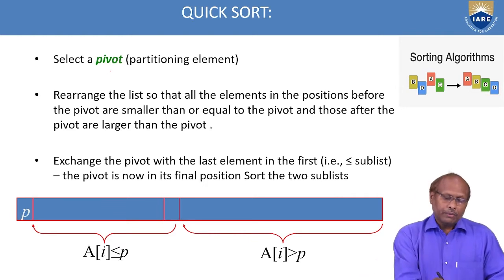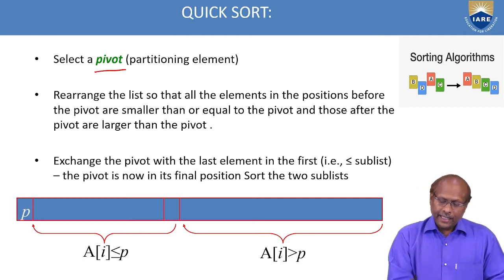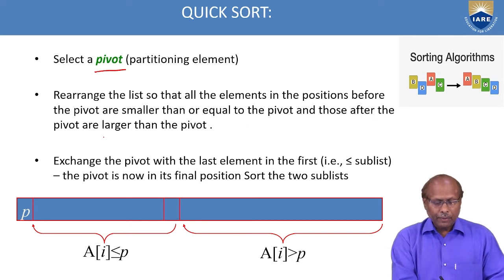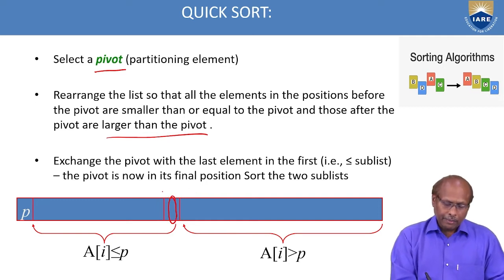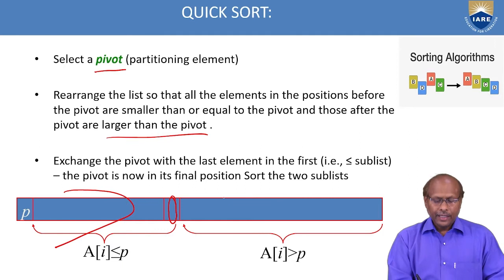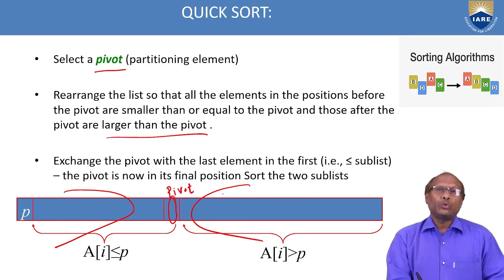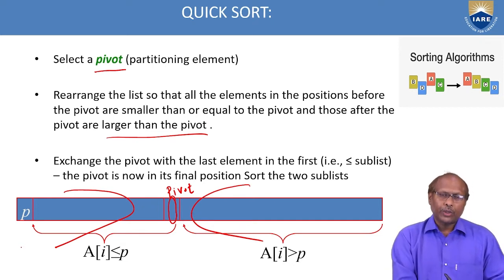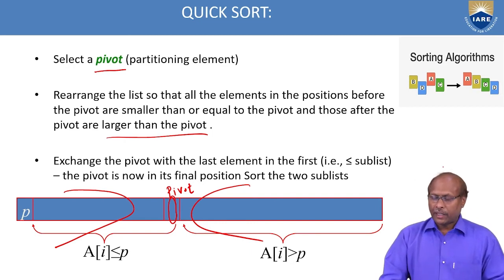So here the main target is selecting the pivot element. You have to find the pivot element first and rearrange the elements so that those before the pivot are smaller than or equal to the pivot, and those after the pivot are larger than the pivot. That means once you find the position of the pivot, the elements towards the left are smaller and the elements towards the right are greater. This is my pivot element, and this is the main motto behind the partition algorithm.